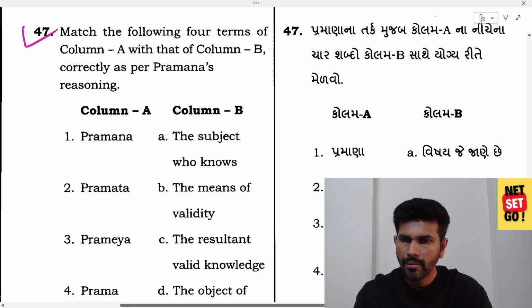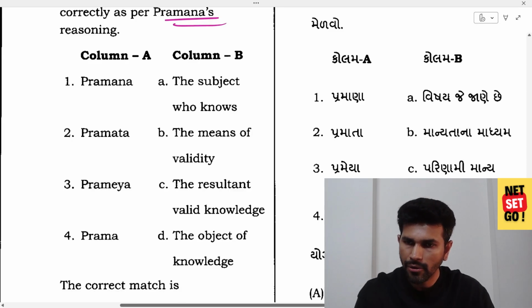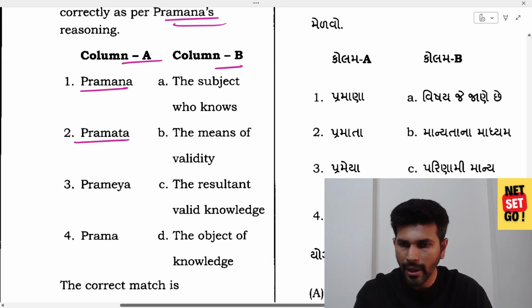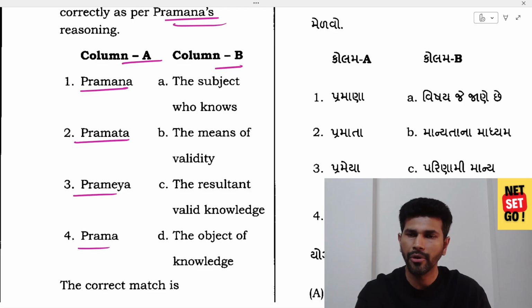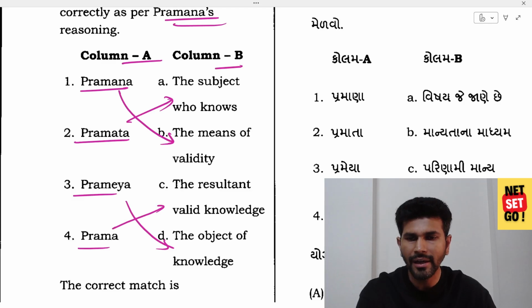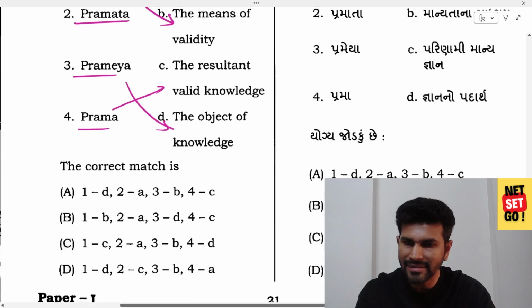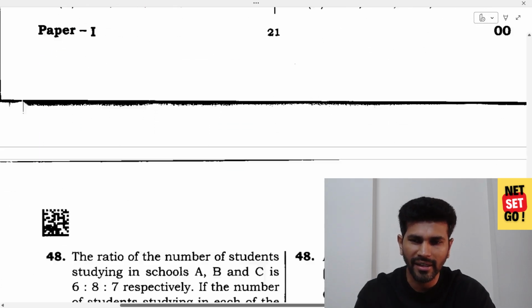Next, match the following terms of A and B correctly as per Pramana reasoning. Column A, B: Pramana, Pramata, Prameya, and Prama. So Pramana means the means of validity. Pramata means the subject who knows. Prameya means the object of knowledge, and Prama means the resultant of valid knowledge. So B, A, D, C is the correct sequence. Option B is the correct answer.